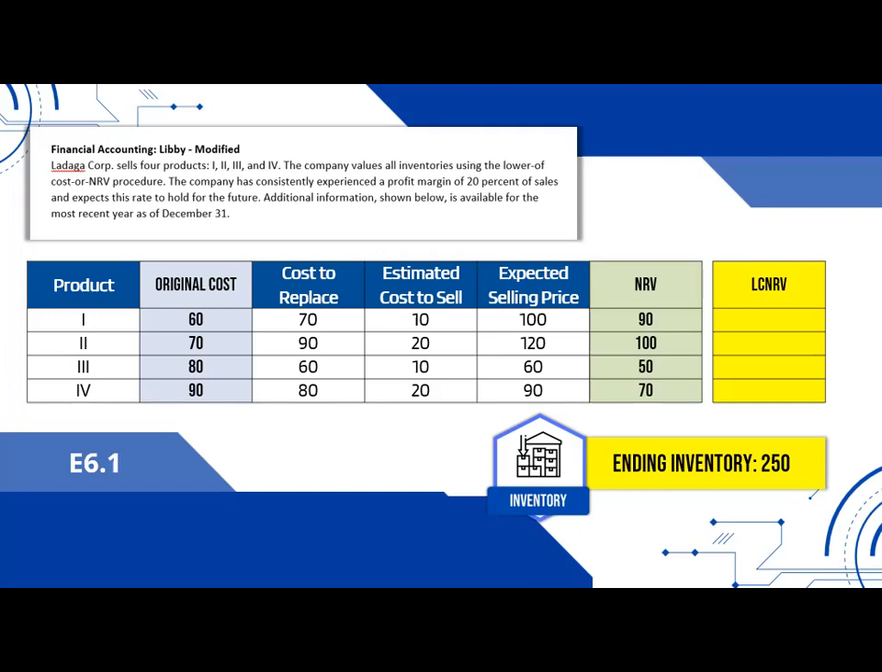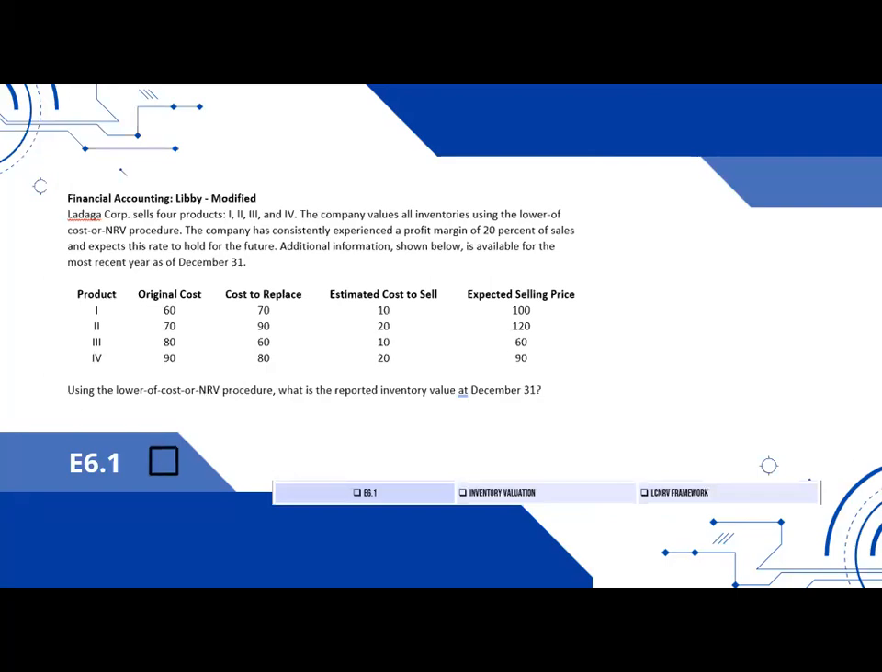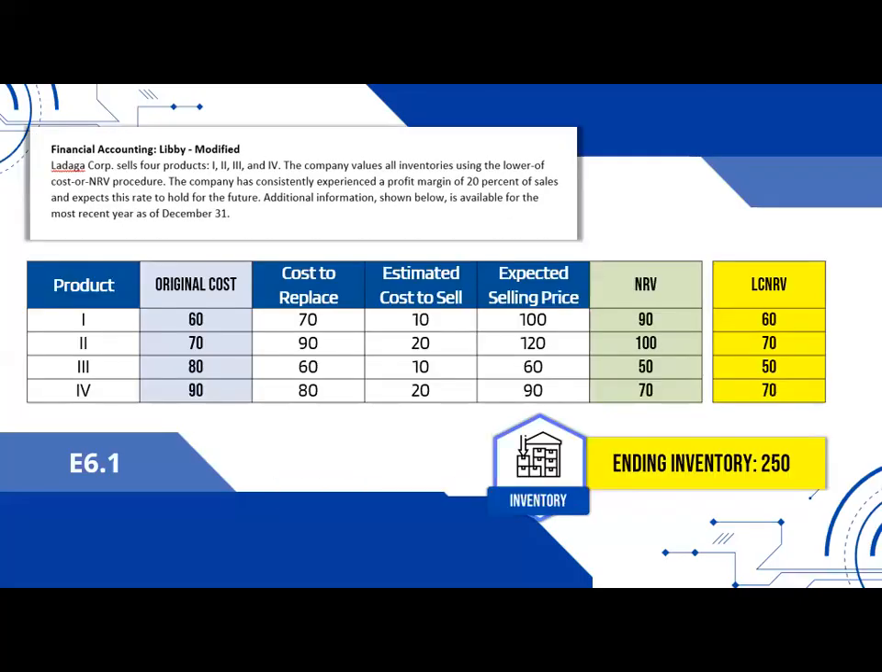Now, my LCNRV per product would be, ano yung mas lower? 60 or 90? 60. Ano yung mas lower? 70 or 100? 70. Ano yung mas lower? 80 or 50? 50. Ano yung mas lower? 90 or 70? 70. So our ending inventory should be subsequently measured at 250. And basically, yun lang yung LCNRV.